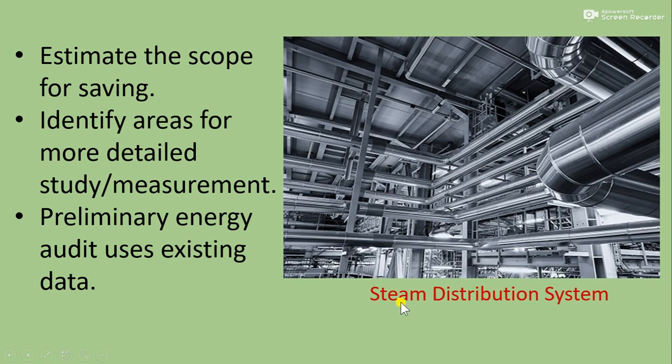For example, a steam distribution system. So here you can see the piping network which is required to carry the steam from the boiler to the various locations. So here we have to identify areas for more detailed energy study and measurement.